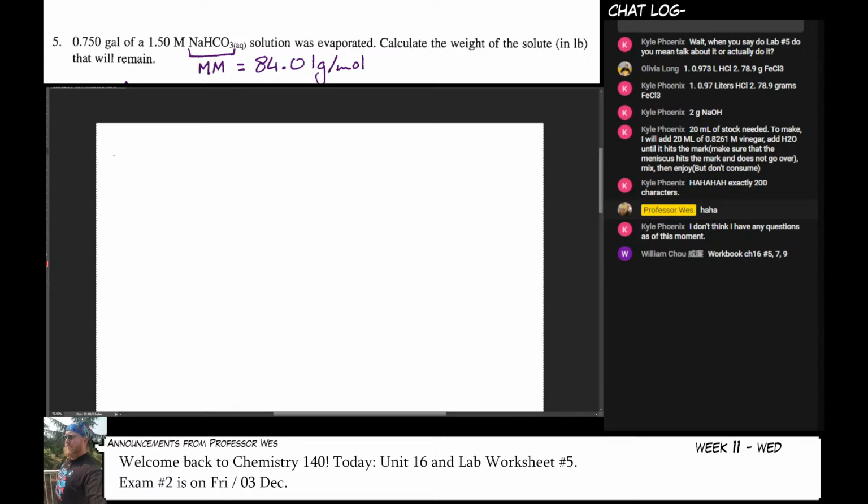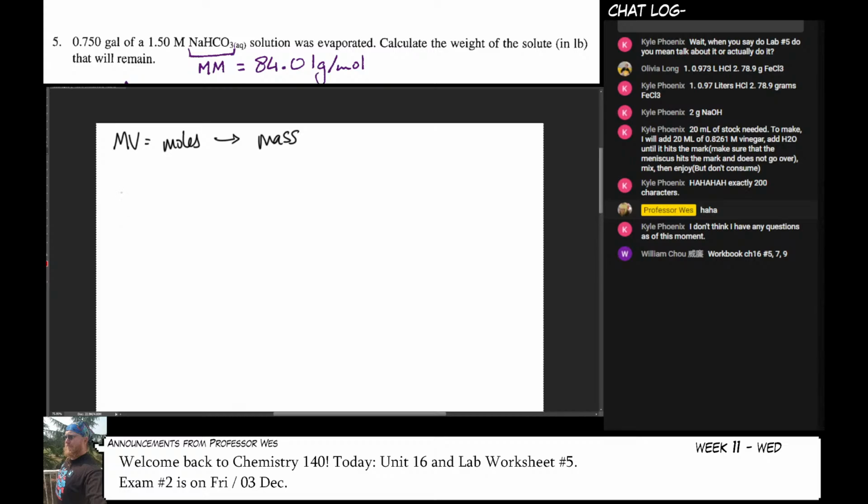So we have sodium bicarbonate here. And I want to find the weight of solute in 0.750 gallons of a 1.50 molar sodium bicarbonate solution. What that means is I want to know the solid part. I want to know how much sodium bicarbonate is in here. Well, if I know molarity and I know volume, I know moles, right? And if I know the number of moles, I can figure the mass out, and I can figure out whatever unit I need that to be in. So this question is asking for pounds.